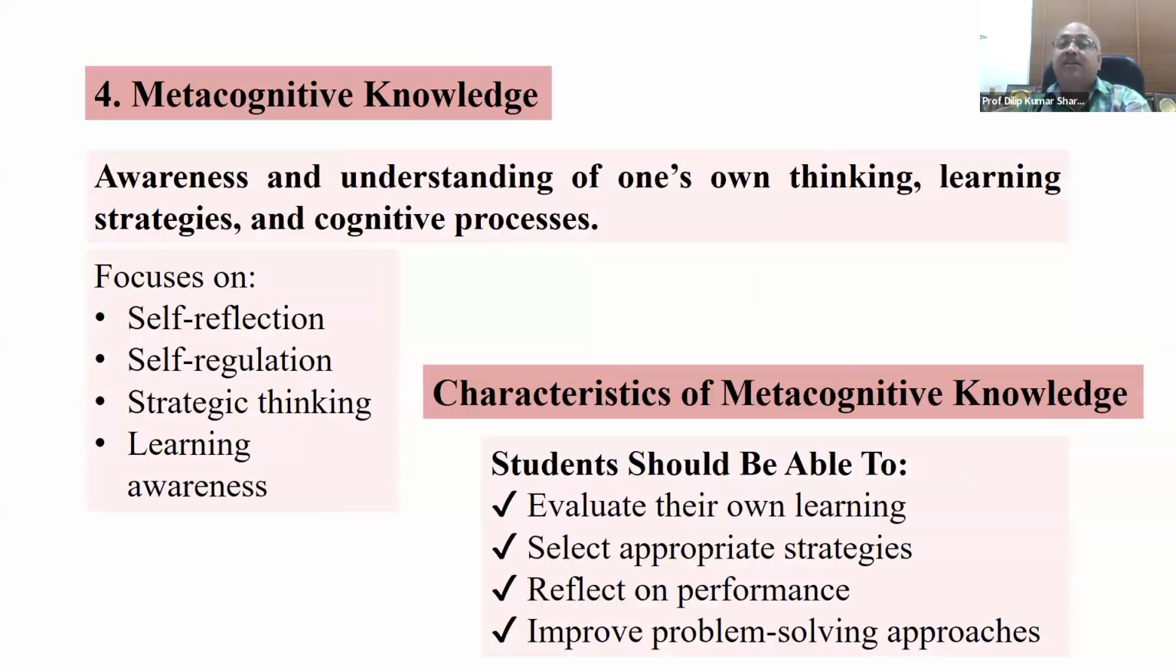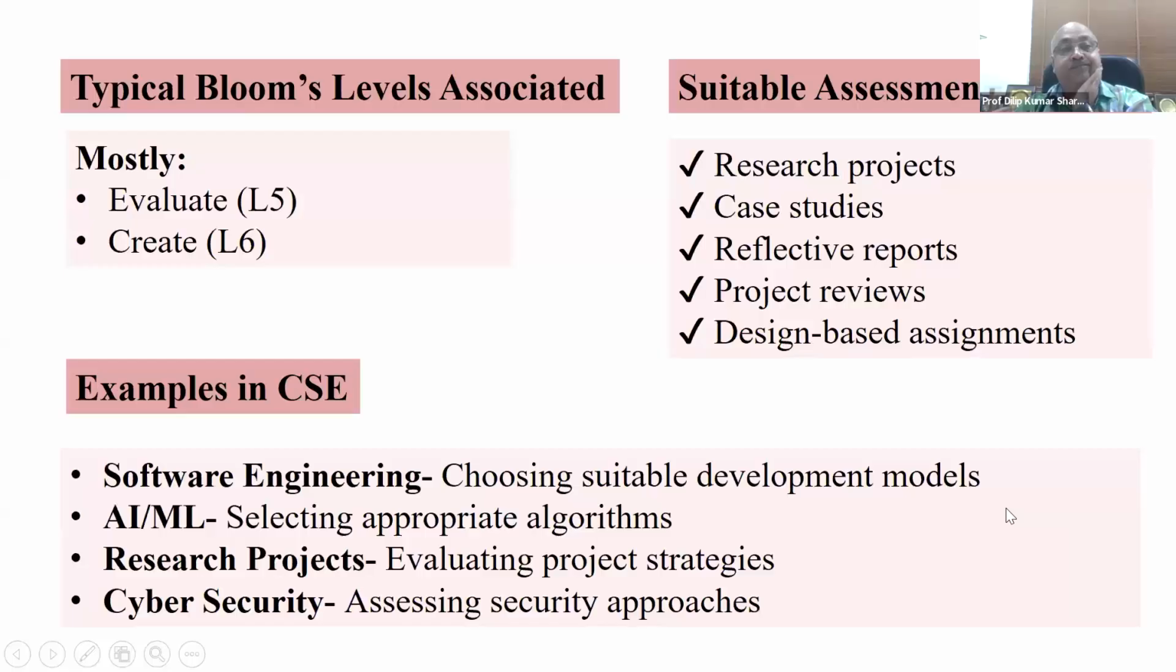Then the top one is metacognitive knowledge. So awareness and understanding of one's own thinking, learning strategy, and cognitive processes. Focus on self-reflection, self-regulation, strategic thinking, learning awareness. So evaluate their own learning, select appropriate strategy, reflect on performance, improve problem-solving approaches. And here the Bloom's taxonomy level is 5 and 6. So it is suitable for assessment: research project, case studies, reflective reports, project reviews, design-based assignment.